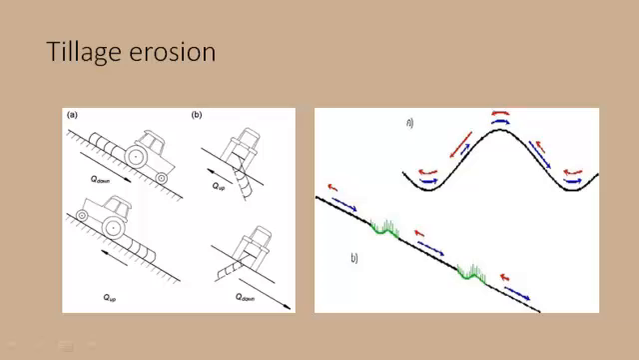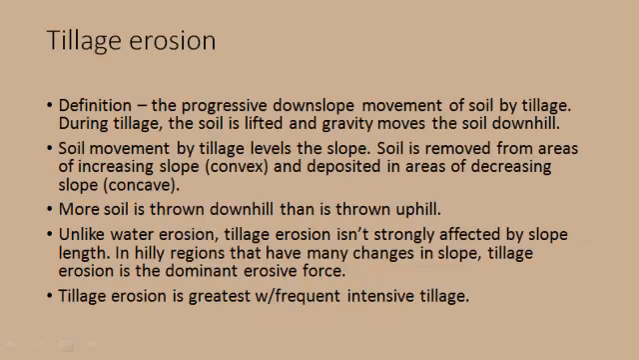Also, tillage erosion levels your field. What happens is you're taking the top off of this hill, and it ends up down here in this depressional area, flattening this slope, leaving a hill that's less tall. And unlike water erosion, tillage erosion is not strongly affected by the length of your slope. If you've got more of your hilly fields, tillage erosion is the dominant erosive force.